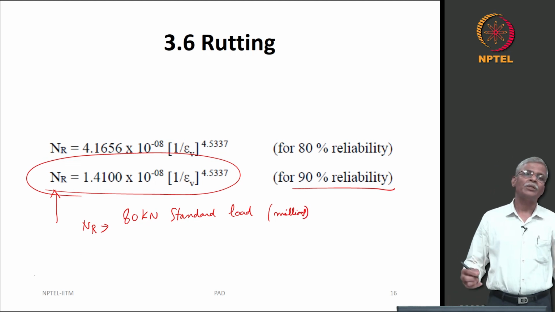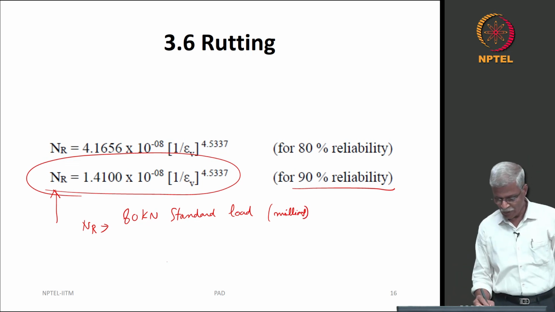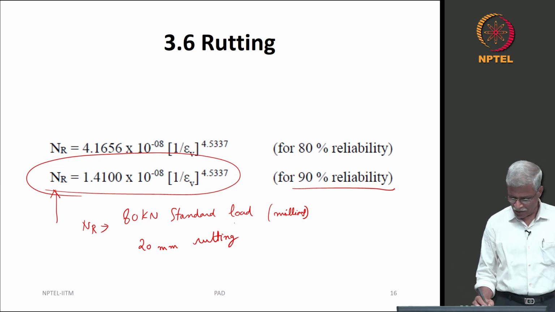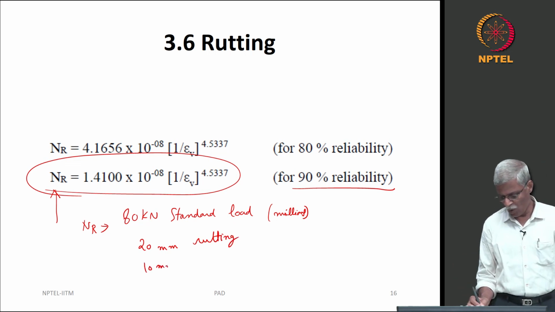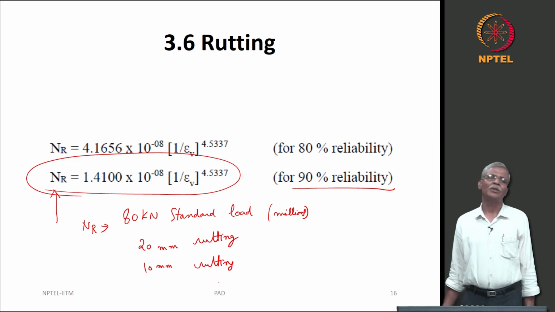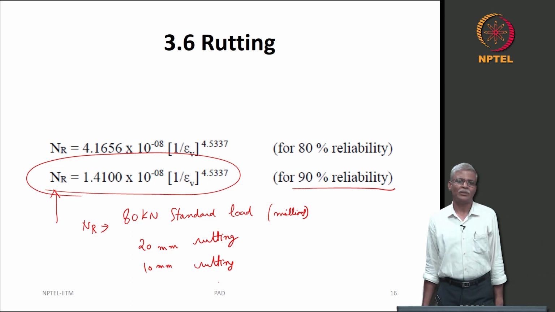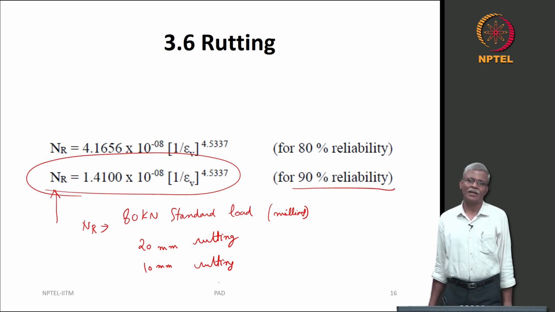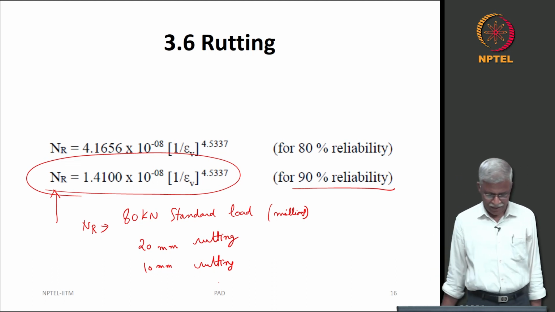And the number of repetitions to what? You will say that will cause 20 mm rutting, or 10 mm rutting. If you want, you can take 10 mm also, and I suggest that you take a look at IRC 37 and find out what IRC 37 says. Does it say 20 mm rutting or does it say 10 mm rutting? Take it as a homework, okay, right.